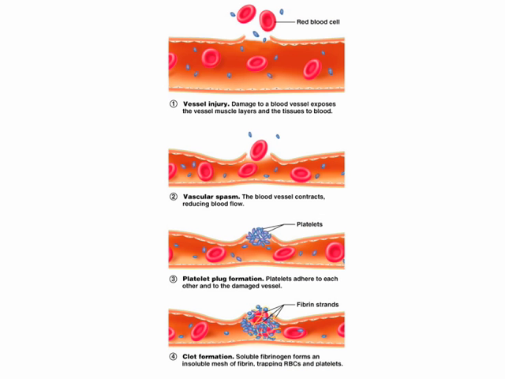If you take a look at this picture, you can see that the first thing that happens is that you have injury to that blood vessel. Thus, the beginning of hemostasis. First thing that happens is your vascular spasm.